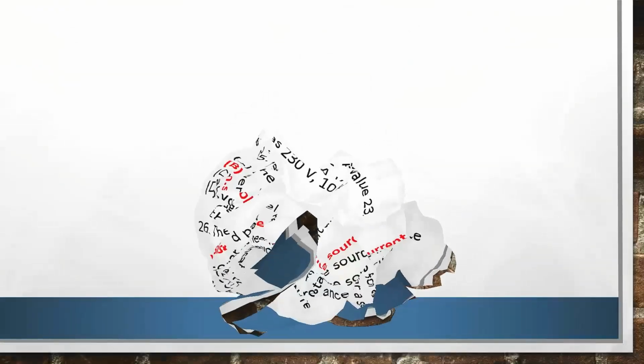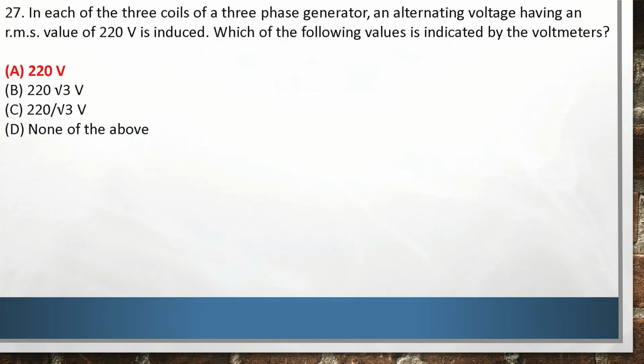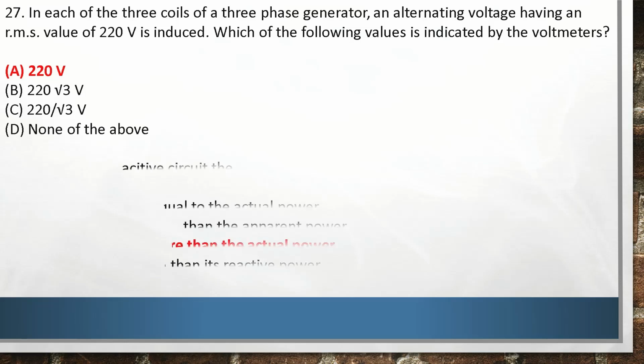Moving toward 27. In each of the three coils of the three-phase generator, an alternating voltage having an RMS value of 220 volt is induced. Which of the following values is indicated by the voltmeter? If we perform the measurement using the voltmeter, we get the answer 220 volt.